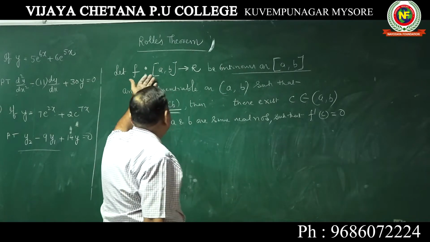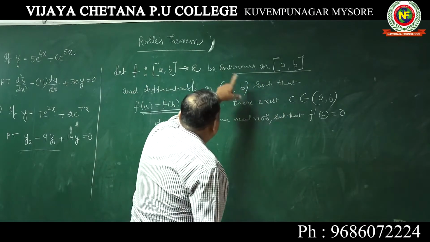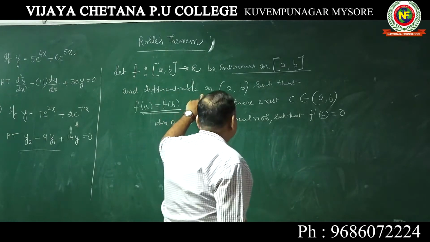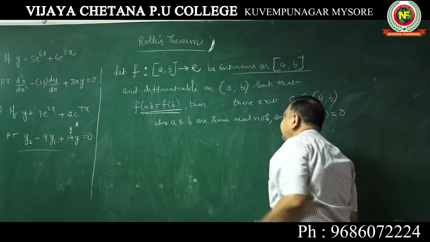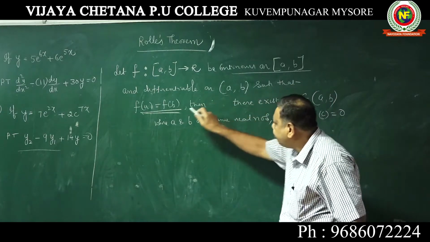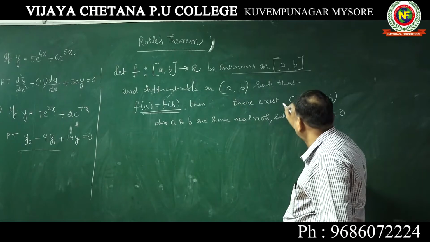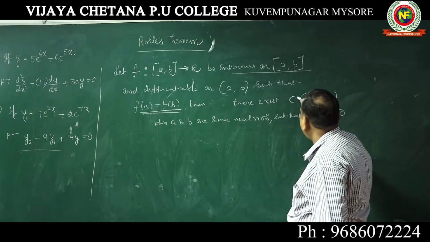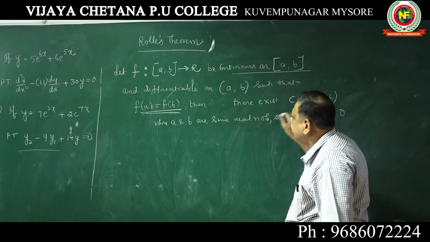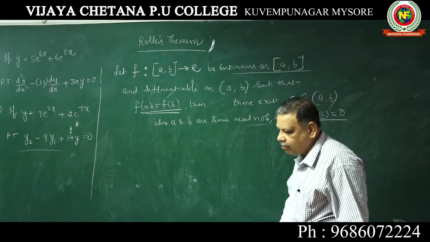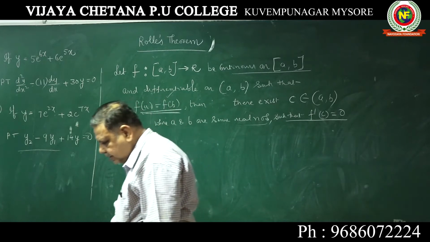Let f from a to b to R be continuous on the closed interval ab and differentiable on the open interval ab such that f of a is equal to f of b, one condition, and then there exists c, one c belonging to this interval ab, where a and b are real numbers, such that f dash c is equal to 0. Please write down the definition.